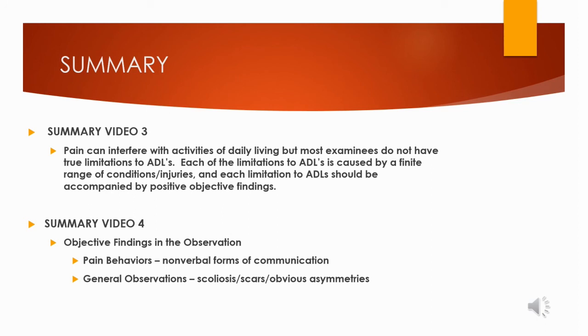And then we talked about some of the other true positive observational findings that you may come across with your examinee, such as scoliosis, scars, various asymmetries, limb length discrepancies, and the like, that you can pick up simply through laying your eyes carefully and observing the examinee carefully in the face-to-face evaluation.